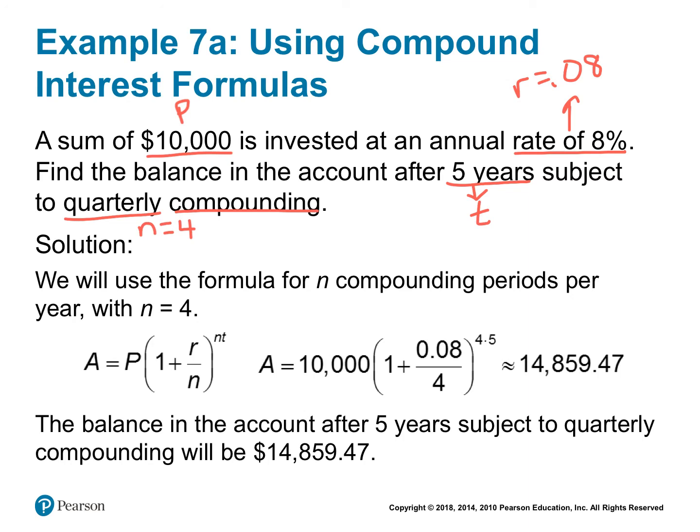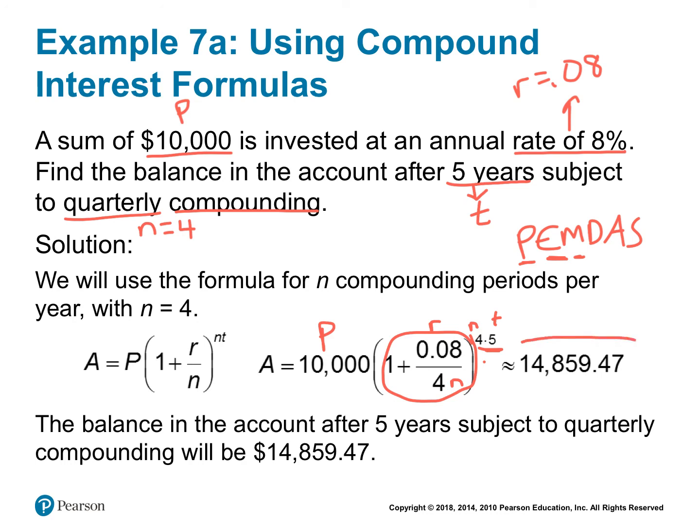Okay, so then you just go in and replace the letters with what we said. We said the P was 10,000. We said the r was 0.08. We said the n was 4, which is also here. And we said the t was 5. And then make sure you follow your order of operations. Do your parentheses first. So you have to do what's in here. Whatever you get for that, you take it to the exponent, which is going to be 20 here, 4 times 5 is 20. And then you can multiply by your 10,000.